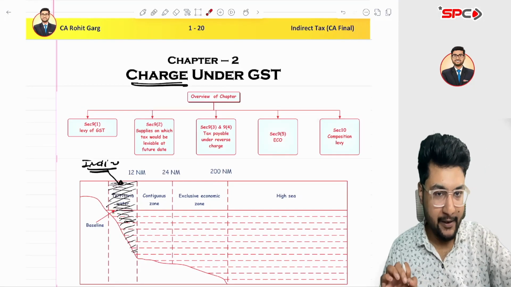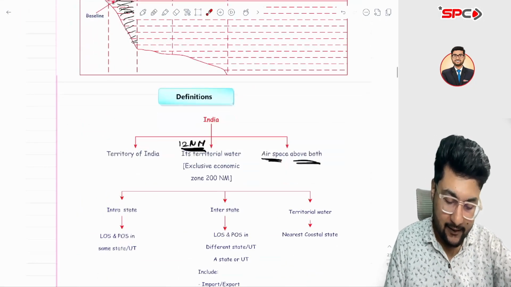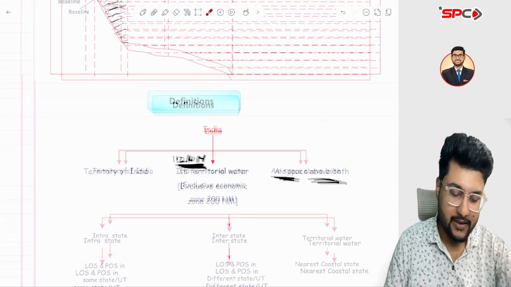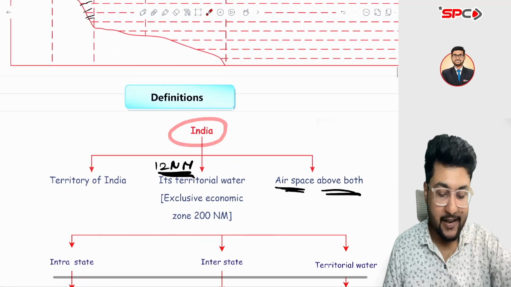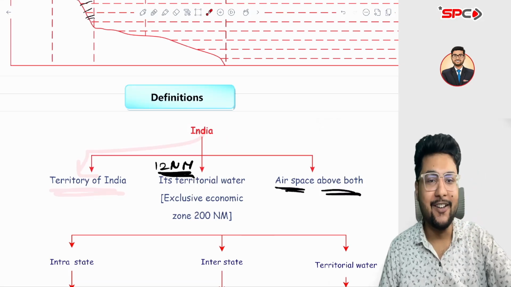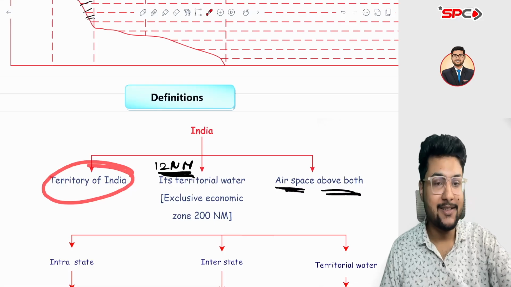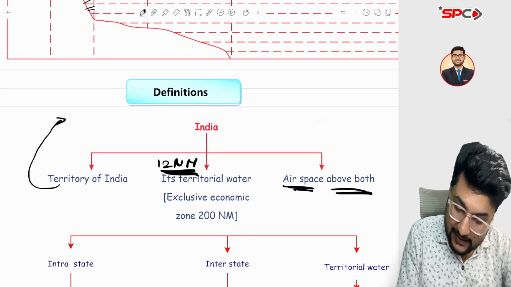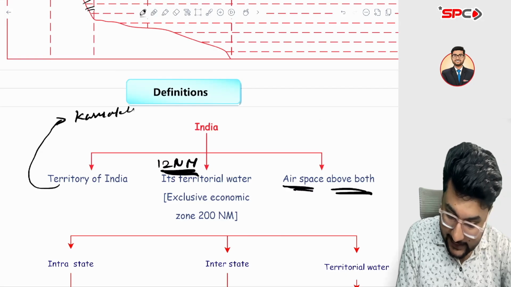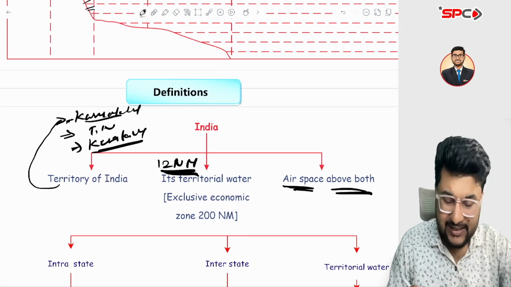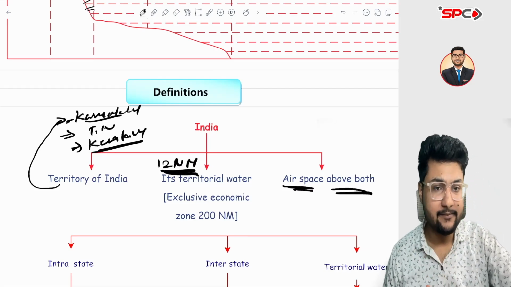GST. Before jumping into Section 9, I will brief some definitions. First, the definition of India. In the India definition, first it will include the territory of India. Sir, what does territory of India mean? Simple. Territory of India means like Karnataka. Karnataka is a territory. Like Tamil Nadu, like Keralam. All these are territories. Like Delhi.